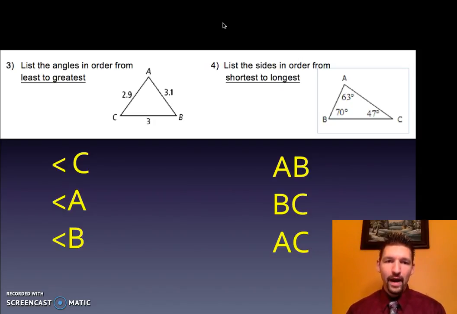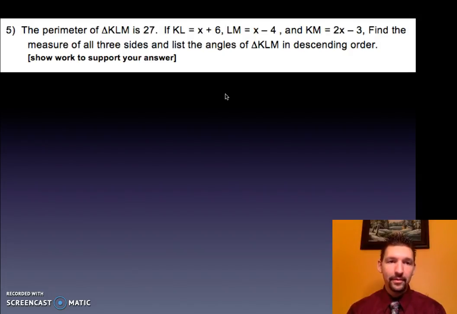So there are a couple more practice problems here, and then you will definitely do some on your own. So the next example says the perimeter of triangle KLM is 27. It gives you KL, LM, and KM, and it wants you to find the measures of all three sides and list the angles in descending order. So there's a couple of parts here, right? We want to know what are the measures of the sides, and we want to list the angles in descending order. So 2 parts. So to start, they're talking about perimeter.